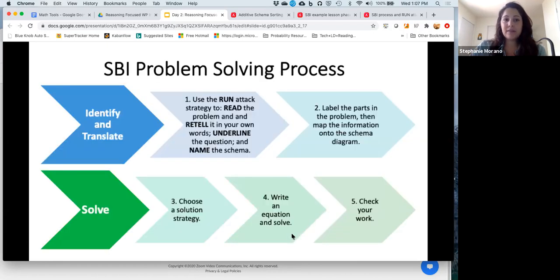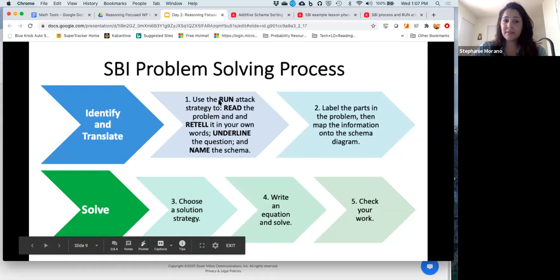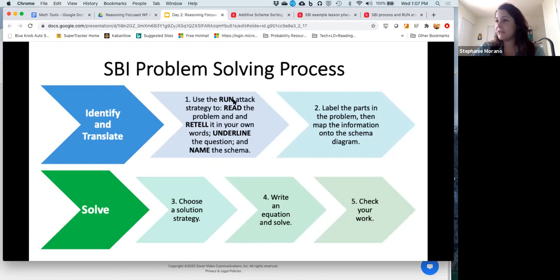Okay, so the schema-based instruction problem-solving process has 5 steps. The first step is to use an attack strategy. We're going to talk about the RUN attack strategy, but there are actually many different attack strategies that you could choose to use that would fit into the process. So we're going to use an attack strategy. Then we're going to move to label the parts in the problem and map information from the problem onto the schema diagram. That's the second step.